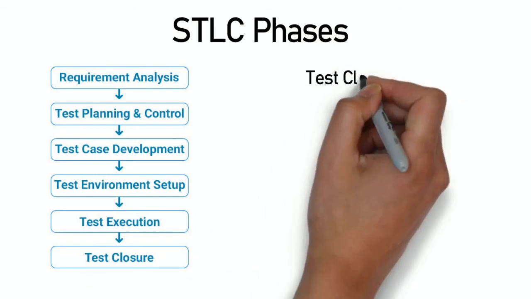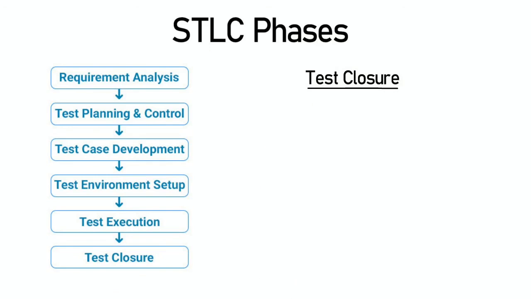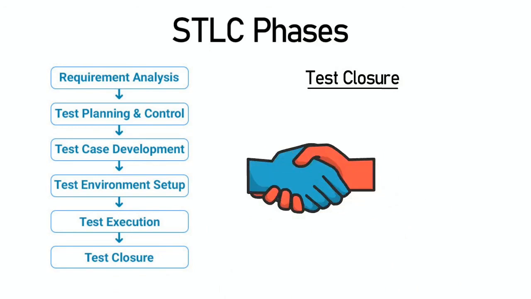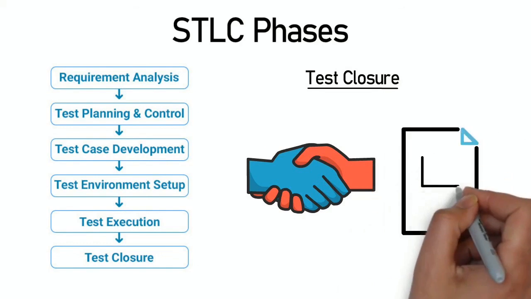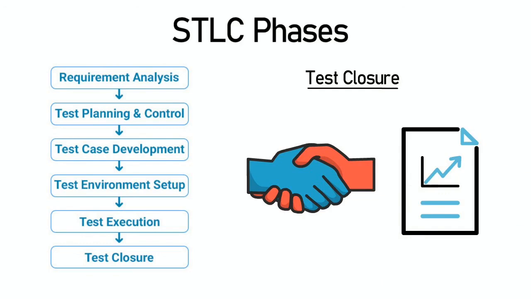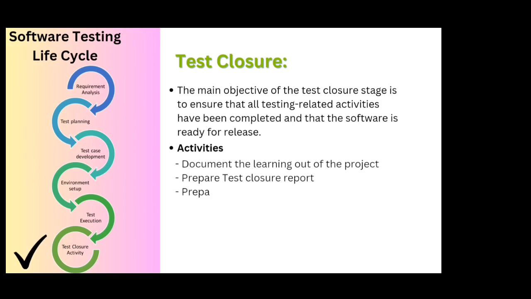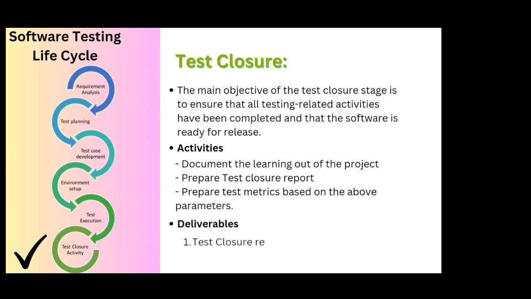The last phase is test closure. Test closure is the final stage of the STLC, where all the testing related activities are completed and documented. Some activities that take place are the test summary report, defect tracking, test environment cleanup, also knowledge transfer, feedback and improvements. The goal of test closure is to ensure that the software is ready to release and that the testing process has been conducted in an organized and effective manner.